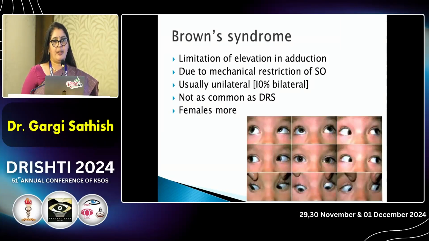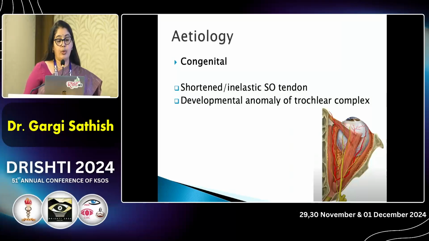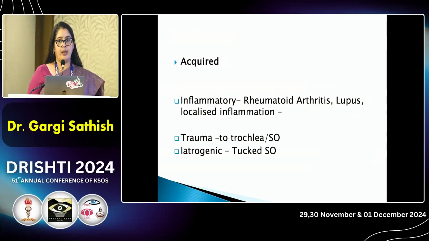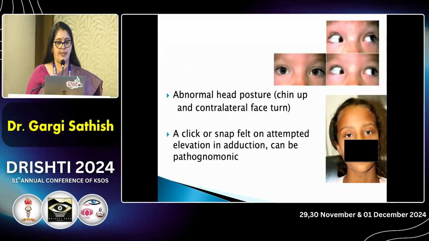Coming to the next special syndrome, which is Brown's, which is actually not as common as Duane's. Limitation of elevation in adduction due to mechanical restriction of the superior oblique. Again, mostly unilateral, slightly seen more in females. So it could be a congenital Brown's or an acquired Brown's. Congenital Brown's is because of a shortened or inelastic SO tendon or something wrong at the trochlear complex. Acquired is usually inflammatory. It could be a systemic inflammation or a localized inflammation, post-trauma, post-surgery, etc.